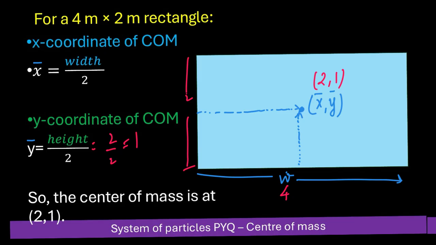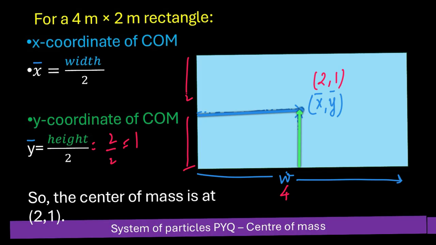Okay, so the coordinate means that this distance here represents the distance from the x-axis and this represents the distance from the y-axis, right? So if you walk 2 units along the width, and then from there you walk 1 unit along the height, that point is where the center of mass is located.